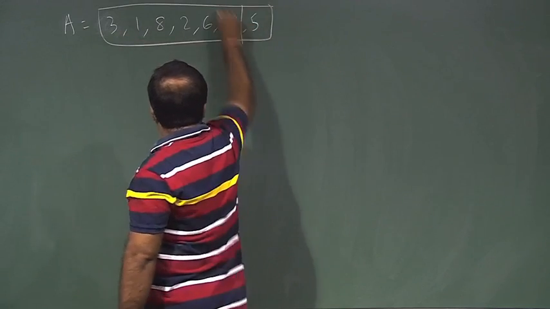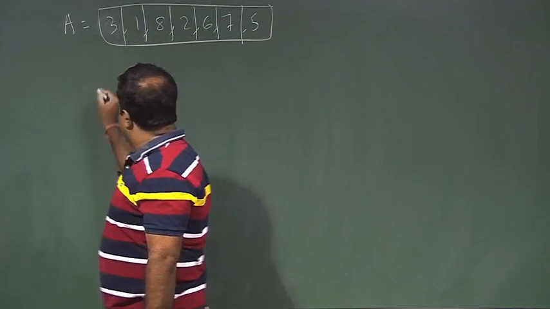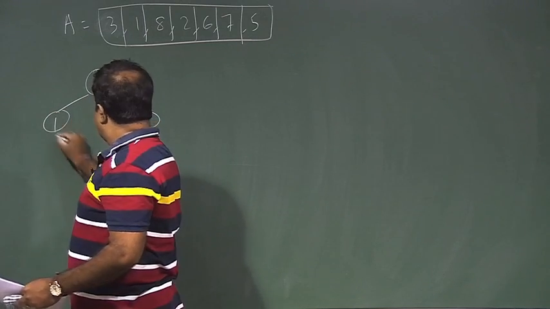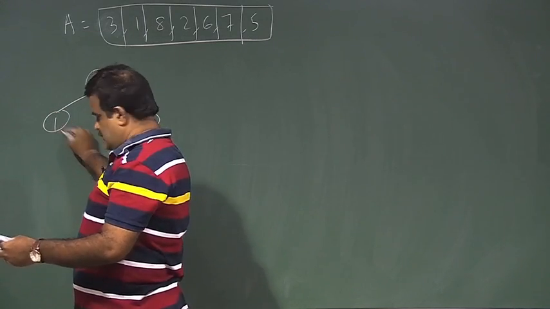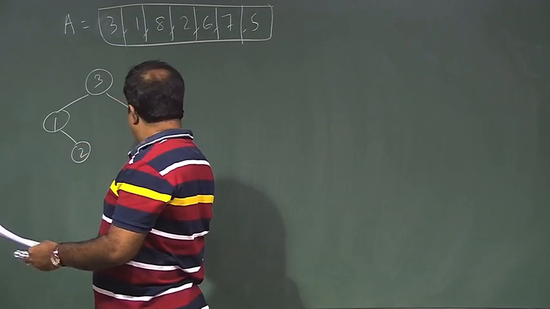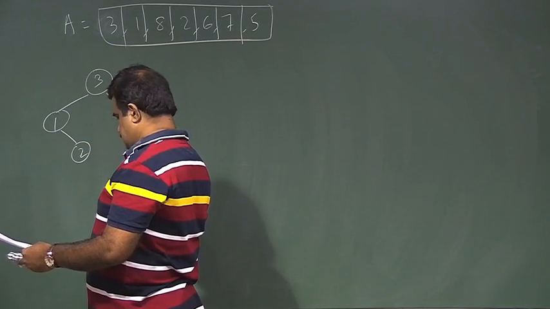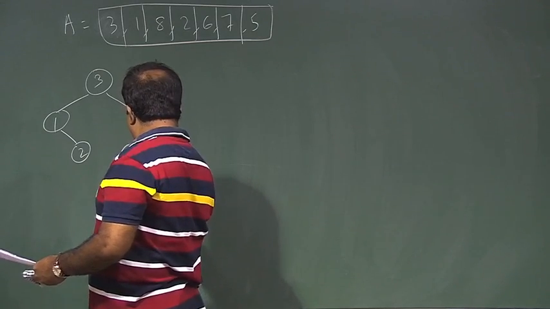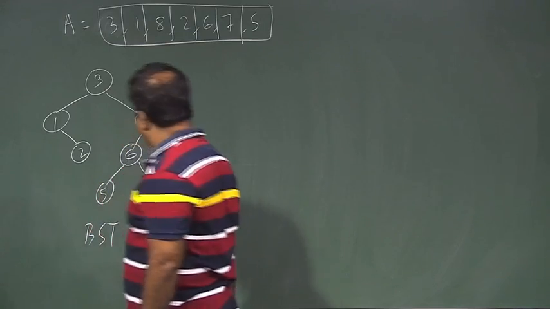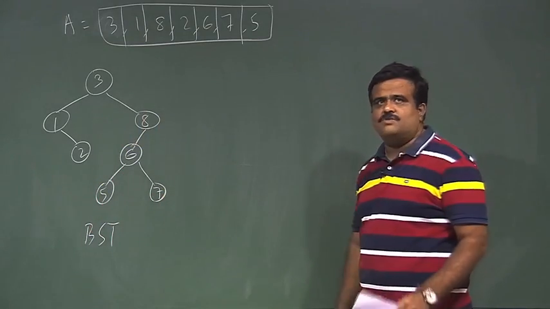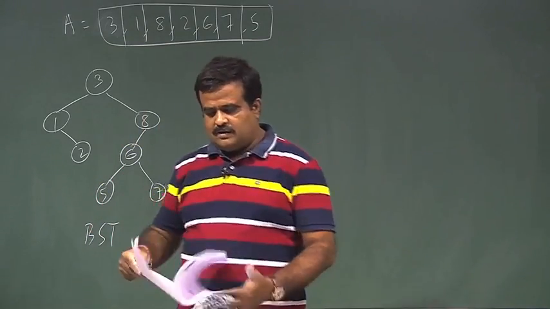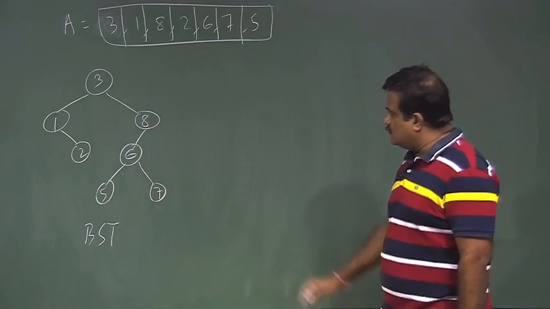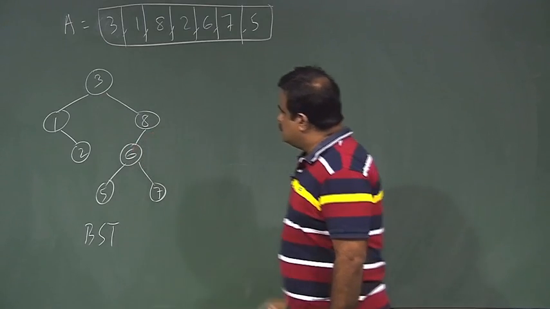This is our given input, and in BST sort we form the tree: 3, then 1, then 8, then here 2, here 6, and then 5, 7. So, this is the binary search tree, and then we do the inorder traversal to have the sorted array. Okay, so this is the BST sort.